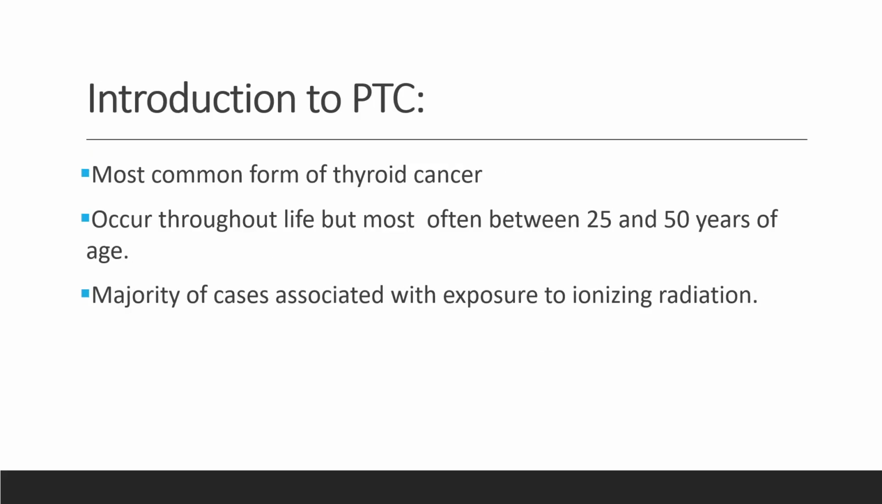Now, introduction to the papillary thyroid carcinoma. This is the most common form of the thyroid carcinoma, as we discussed earlier, accounting for 80 to 85% of cases of the thyroid carcinoma. It occurs throughout life, but most often between the ages of 25 to 50 years, and the majority of cases are associated with exposure to ionizing radiation.